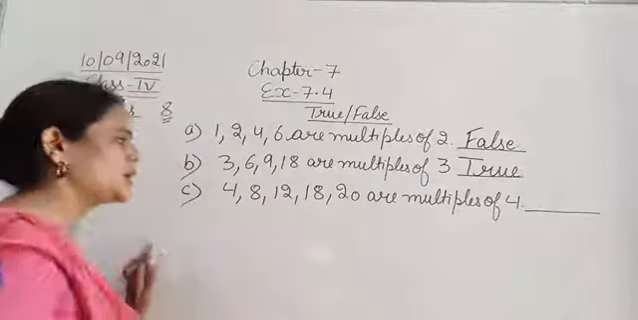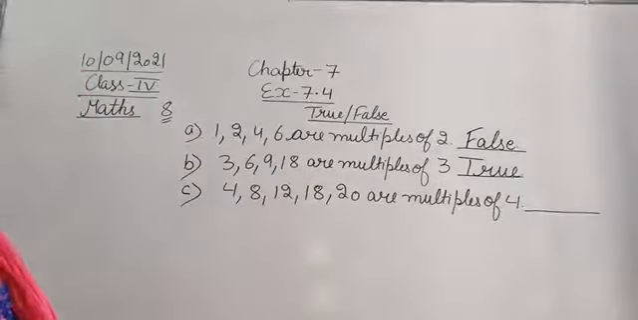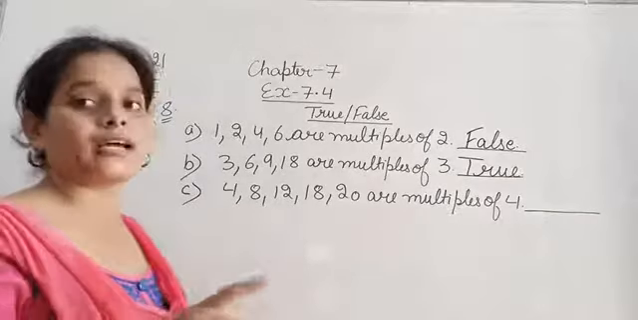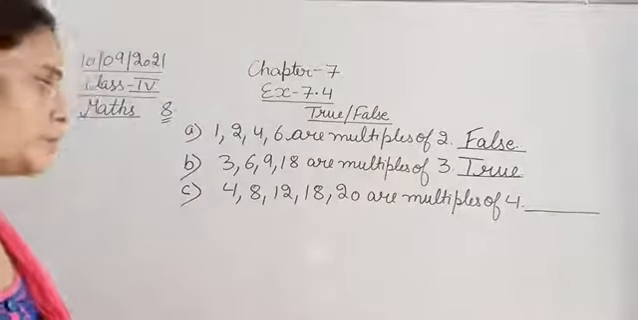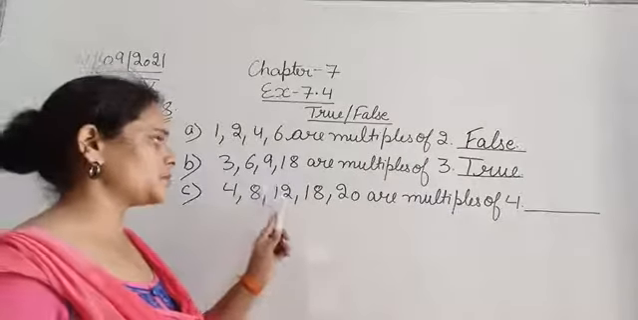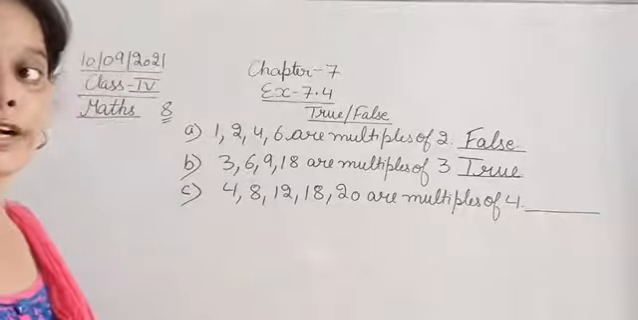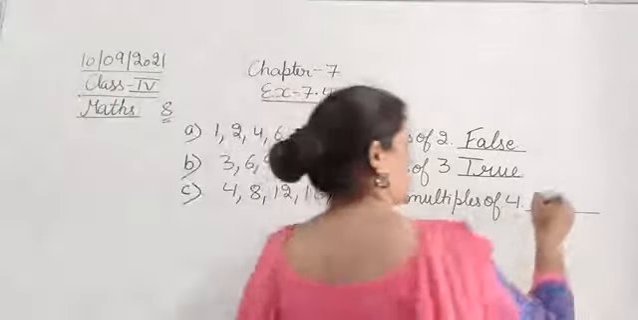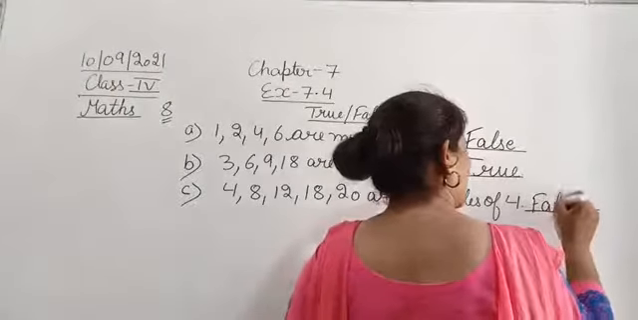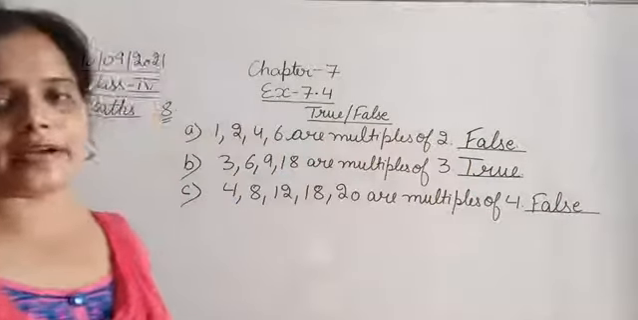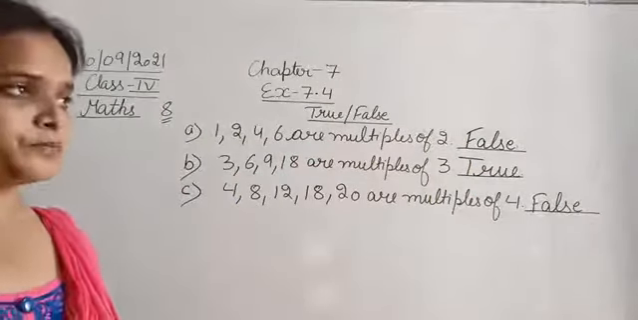But out of the given 5 numbers, 1 is not a multiple. So only for that also, we will write down false. Because 4 is a multiple, 8 is a multiple, 12 is a multiple and 20 is a multiple. But 18 is not a multiple, so we will write down false. Okay, so no, they all are not multiples. Some are multiples and some are not. So that's why we will write down false for this statement.